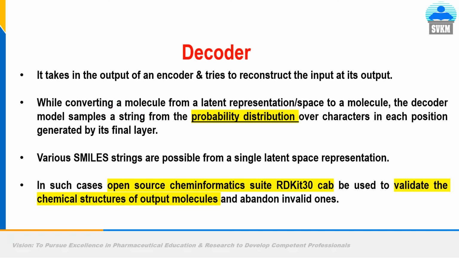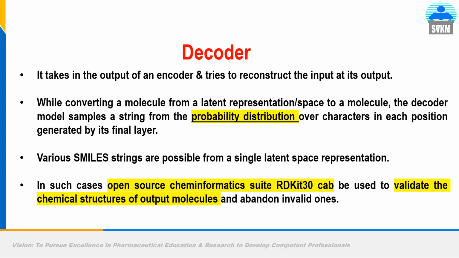Now we will talk about the decoder. It takes in the output of an encoder and tries to reconstruct the input as its output. While converting a molecule from a latent representation space to a molecule, the decoder model samples a string from the probability distribution over characters in each position generated by its final layer. So we have seen there are two vectors, standard deviation and mean. They have been generated for a normal distribution of the data.